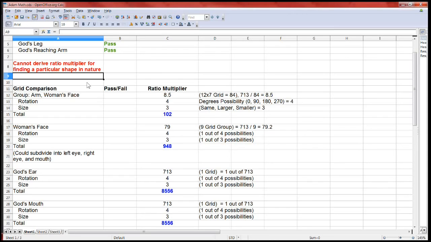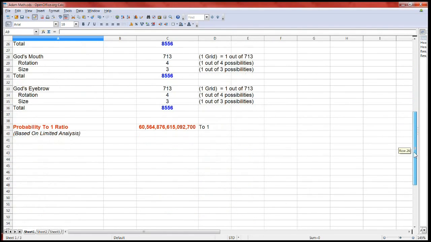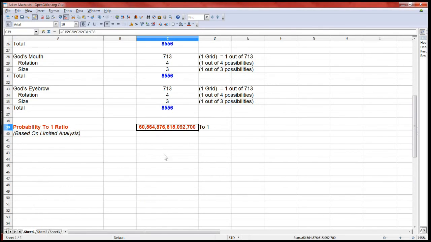For example, if you were to think of 5 different random objects, throw them out on a table, what are the chances that you would find those 5 random objects in nature all located right next to each other? The chances would be very low, but there is no number for that, so we can't really add that to the equation. But when we take a look at the probability ratio to 1, we come out with 60 pentillion, 564 quadrillion, 876 trillion, 615 billion, 92 million. Well, anyways, the number is extremely large, as you can see.